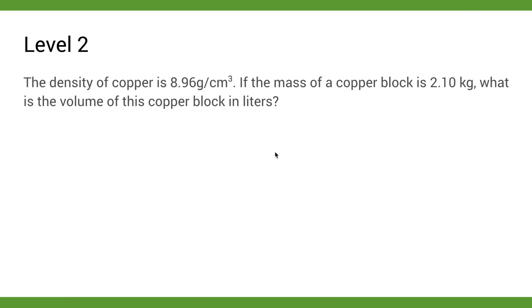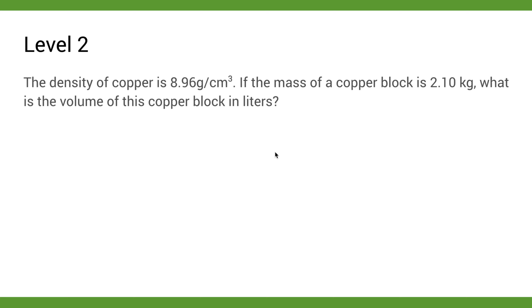It says the density of copper is 8.96 grams per centimeter cubed. If the mass of a copper block is 2.1 kilograms, what is the volume of this copper block in liters? If you look at this question, clearly you can see two numbers right there, and the trap for many students is that they often focus too much on the numbers but not on analyzing the dimensions. So let's just do that.